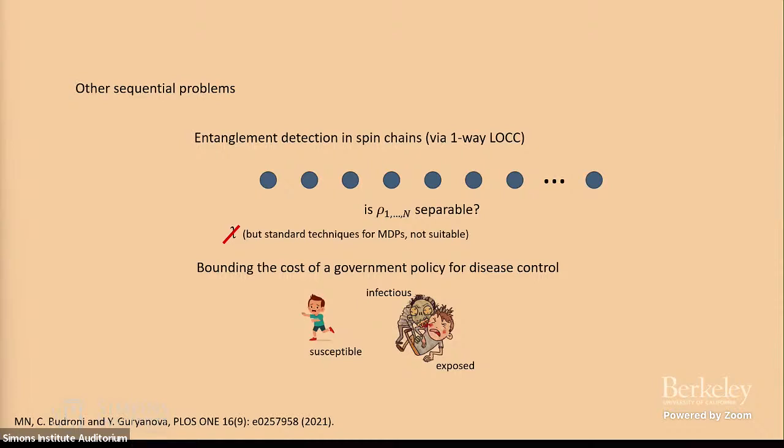And the other one, in which you have really all the non-evolution parameters, the nasty variables, etc., is the problem of bounding the cost of a government policy for disease control. I could formulate this mathematically, but we don't really have time. If you're curious, I can tell you later. But well, it's actually the most important thing.